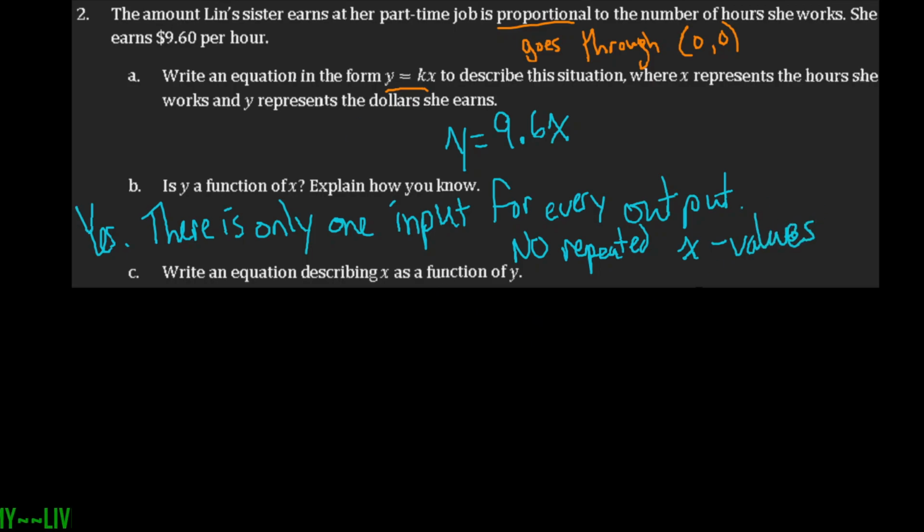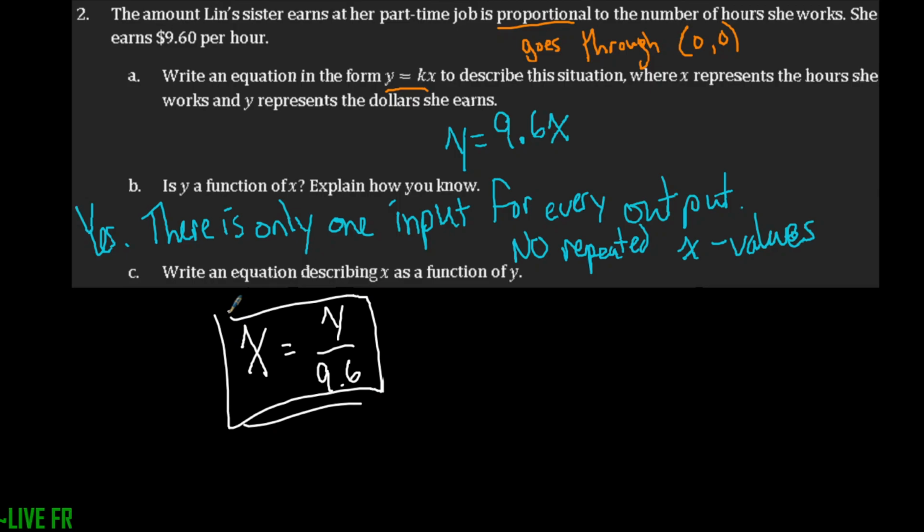And then for the last part, it's saying try to write an equation where y is the independent variable. So we're going to switch it around. We're going to say x equals, and then we can say y divided by 9.6. So again, just trying to set x equal to itself, we would have this as our new function.